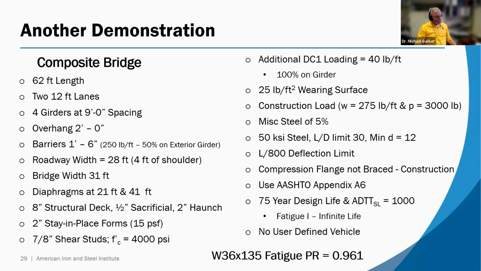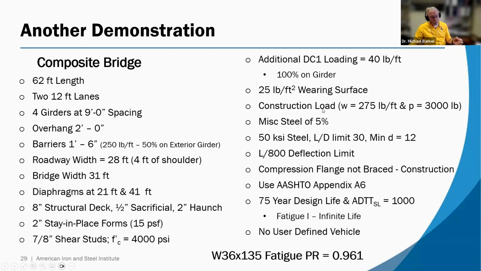2-foot overhang, barriers, roadway width. I'm going to have an 8-inch structural deck on top of stay-in-place forms, SIP, which are 2 inches, and I have a 1/2-inch sacrificial surface on top of that 8-inch structural depth, and it's a 2-inch haunch from the top of the web. Okay, that's pretty detailed, but this program can handle all of that. And so I put in the weight for the stay-in-place forms, and I'm going to use 7/8-inch shear studs. And on the right side here, I am going to put a wearing surface on it, which is, of course, the DW load, but I have construction loads on this.